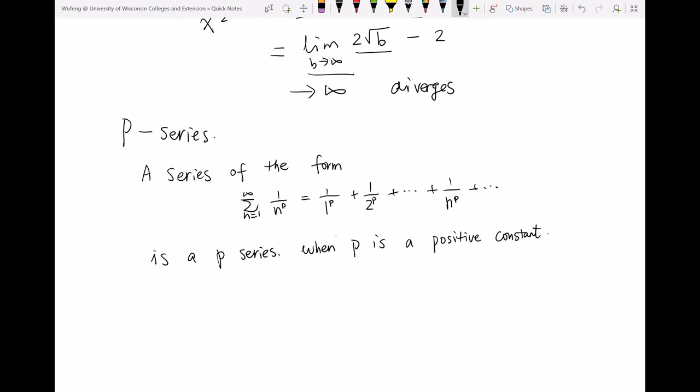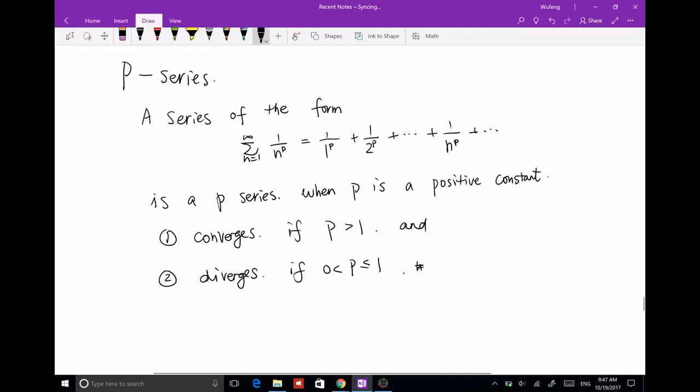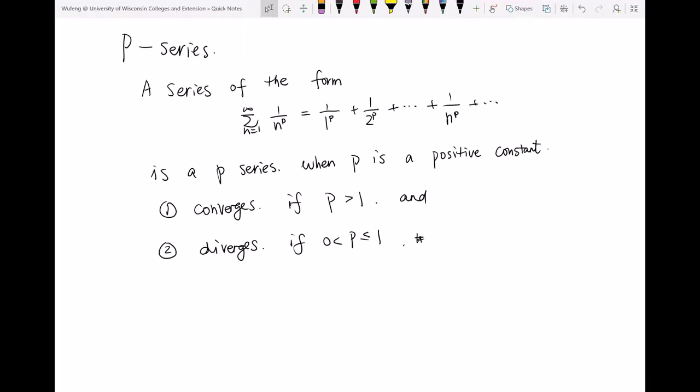This p-series converges if p is bigger than 1, and second, it diverges if p is less than or equal to 1, bigger than 0. It's exactly the same conclusion you got. So that's what we do. All the mathematicians, we do several examples, we find the patterns. Now let's make a conclusion. Actually, we can prove it.